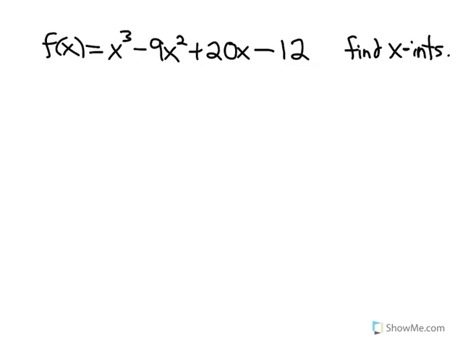Okay, here we have a question where we have a function, it's actually a cubic function, and it says find the x-intercepts. So a couple things to think about. First of all, what is an x-intercept? Well, we know an x-intercept is the point on a graph when it crosses the x-axis. So what's special about that point, no matter where it is, the y value, or f of x, equals 0.